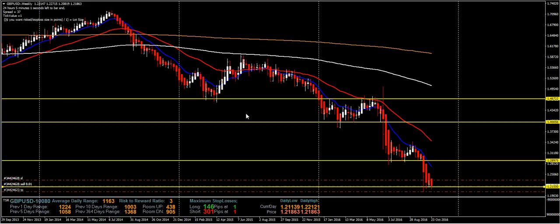so let's start with the British pound US dollar. We're looking at a weekly chart here. I do use a few moving averages.